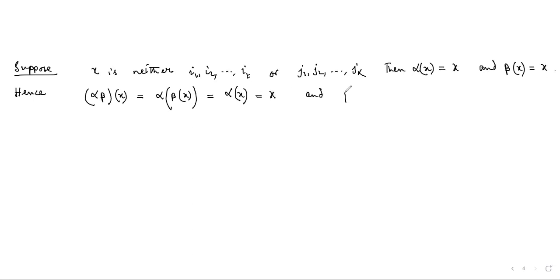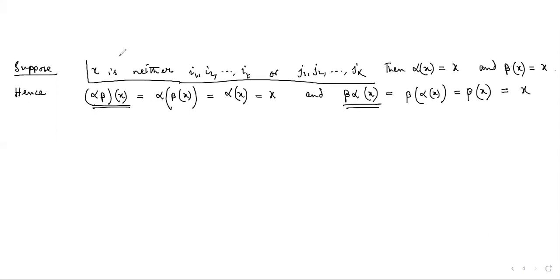And similarly, beta alpha X will be equal to beta of alpha X. Alpha X is X, so we can write it as beta X, and beta X is equal to X. So in both cases, we find that alpha beta X and beta alpha X are the same when X is neither from I1 up to IT, nor from J1 up to Jk.